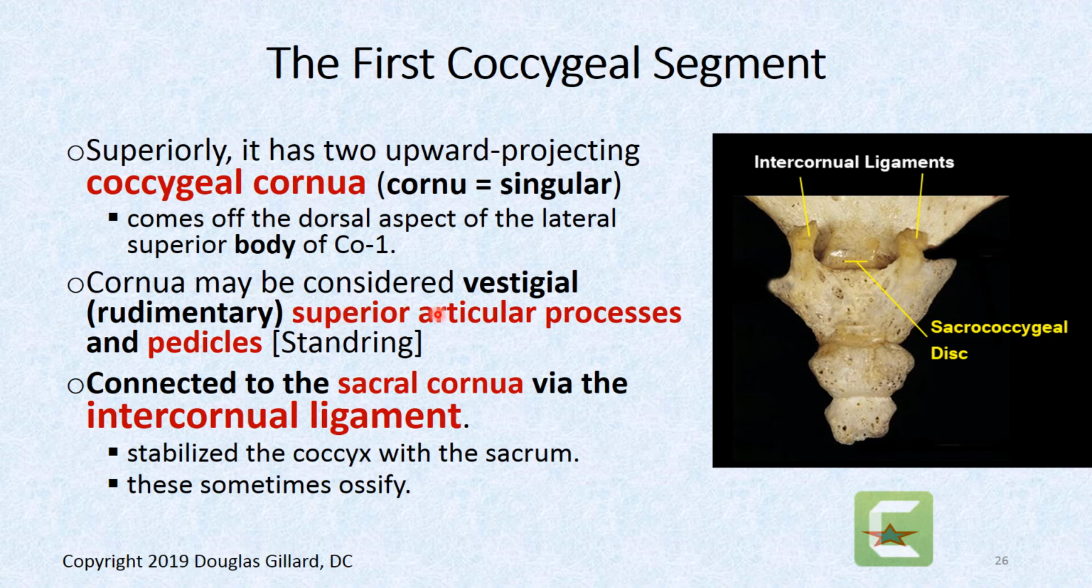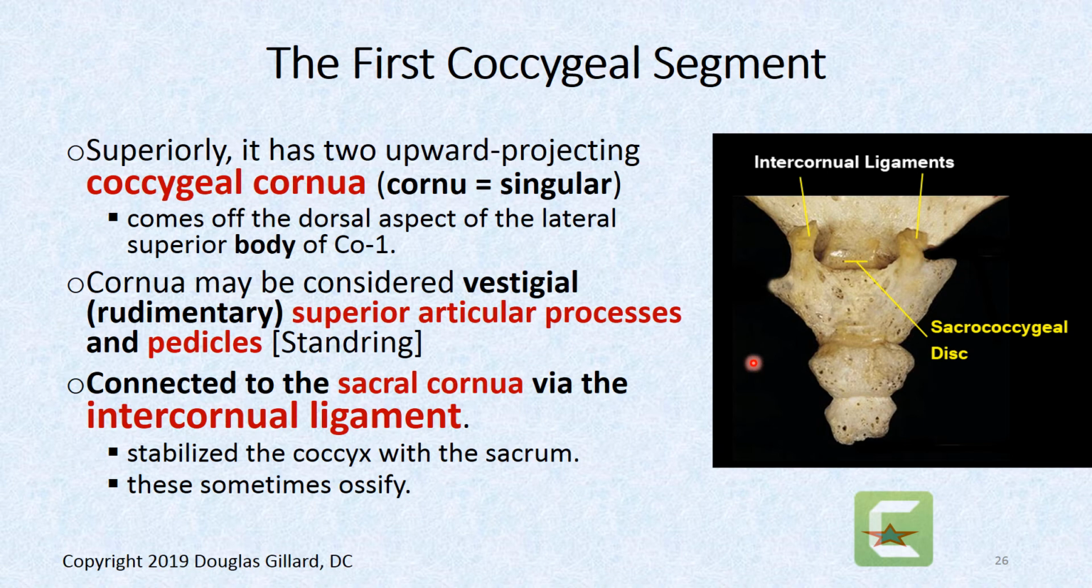Cornua may be considered a vestigial superior articular process, and even pedicle. Some of the embryological remnants, if you dig through this, the same elements that give rise to the pedicles and superior articular processes form these things.